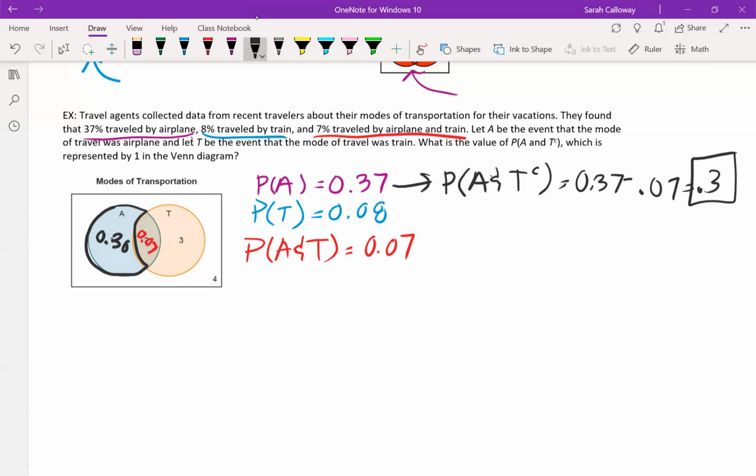Okay, so then we're going to do the same thing for the other side. If I'm looking at this side, if I know the whole circle is 0.08, then the probability of T, so the probability they took a train and didn't take an airplane, is going to be where they're not overlapping. That's going to be 0.08 minus 0.07. So that's only 1%.